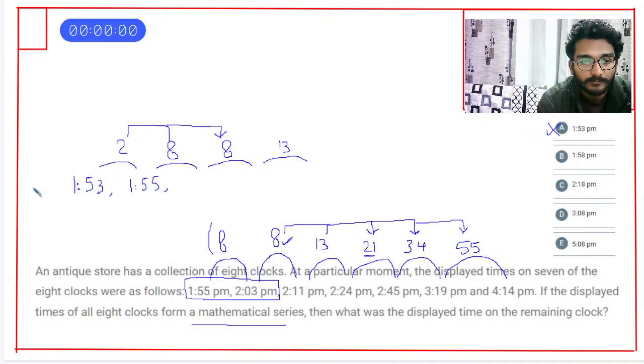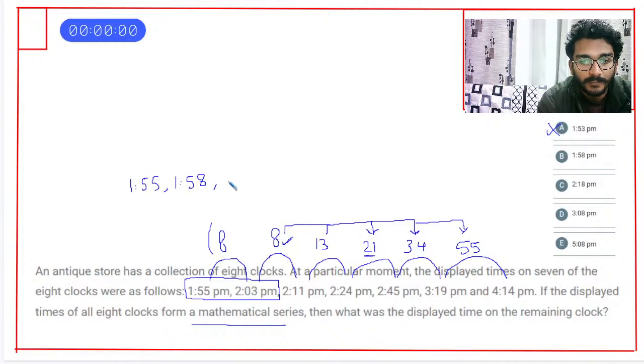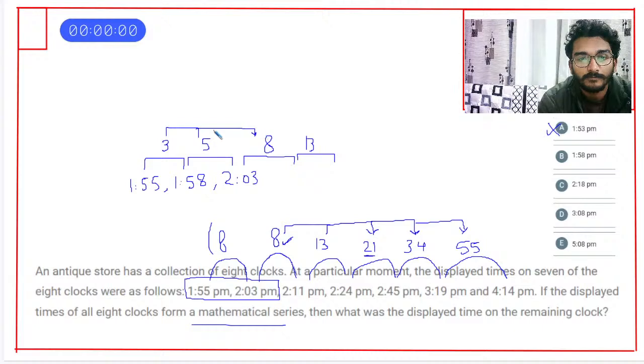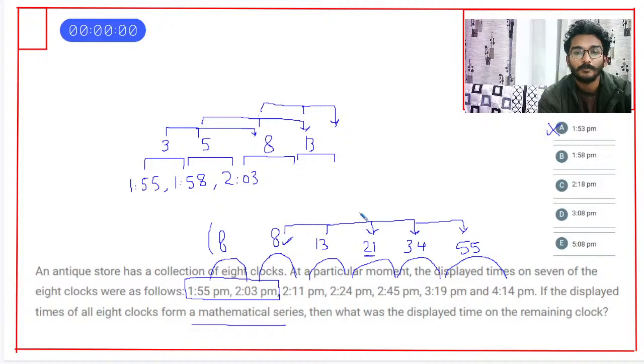If I take 158, then it would be somewhat here. There would be a gap of 3 minutes, a gap of 5 minutes, then a gap of 8 minutes, then a gap of 13 minutes. So this satisfies the given pattern. 5 plus 8 is 13, 8 plus 13 is 21, and it keeps on repeating. So this must be the time according to the question. Yeah, Fibonacci series, correct. So it's like a reasoning question.